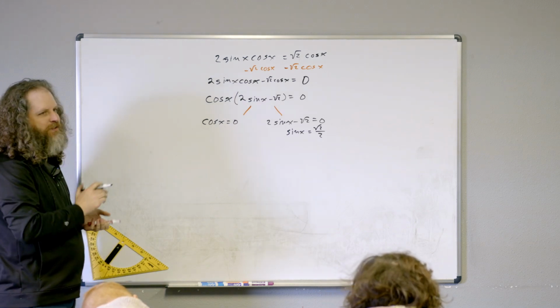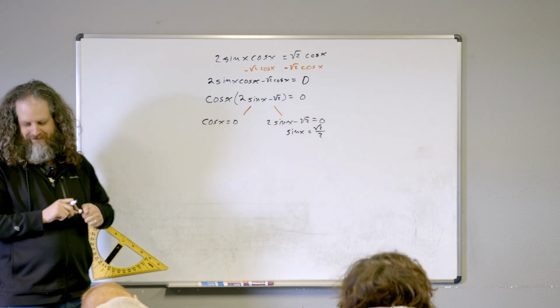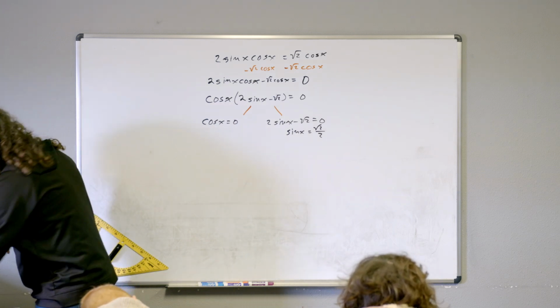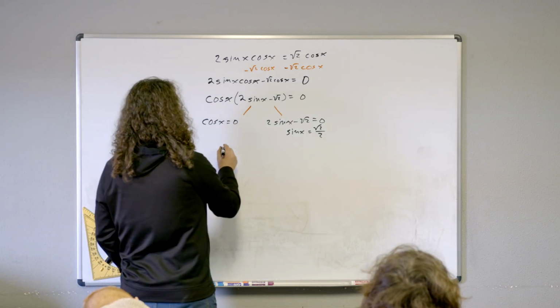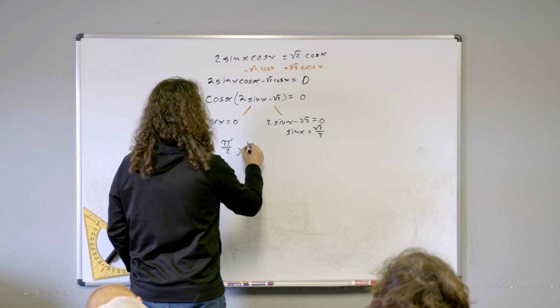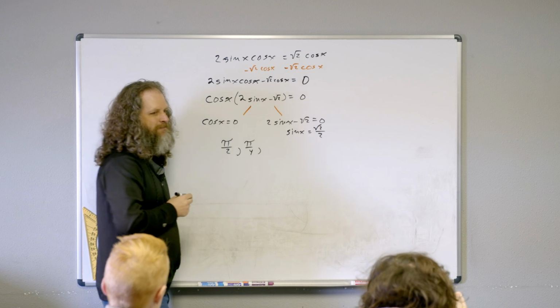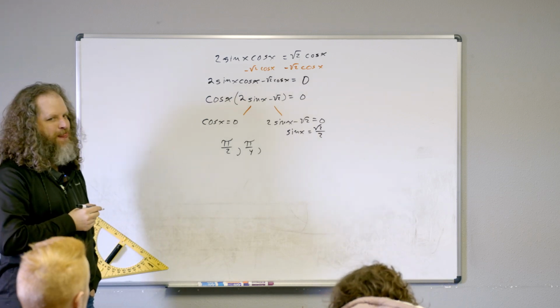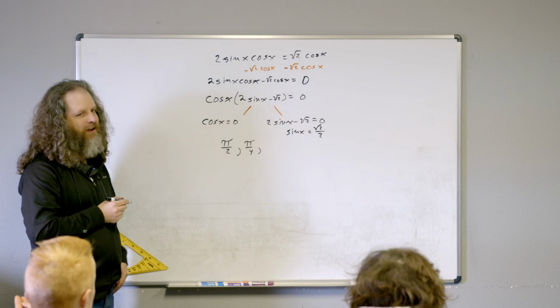When is cosine equal to 0? Pi over 2. At pi over 2, that's true. And then the other one is at pi over 4. Pi over 4. And where else? One second. Okay, sorry, I was writing. Can you go back to what you said? When is cosine equal to 0?